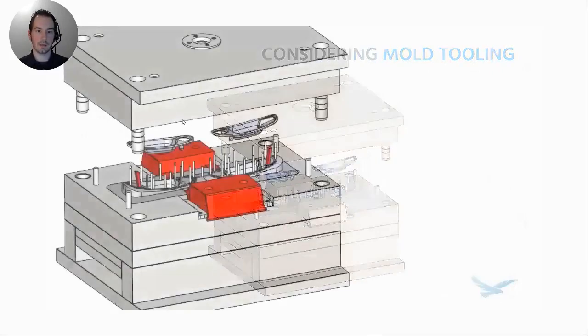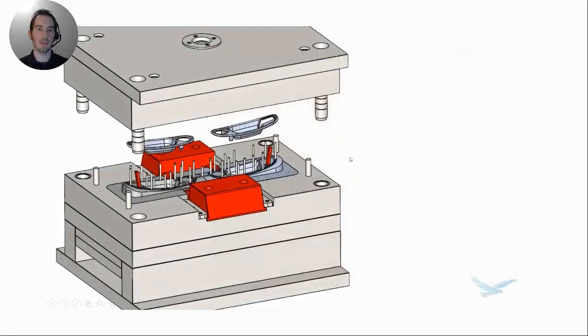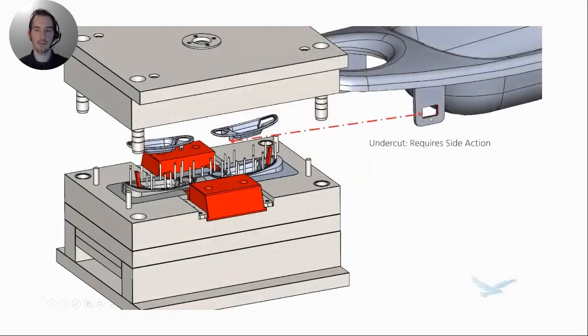If I click ahead here, I just wanted to highlight these red components. The red components here are what we'd call side actions or slides, and they're necessitated by these little tiny features, like this little tiny side cut on what would probably be a fastening clip or something like that. That's what's actually necessitating these giant red side actions in the mold.